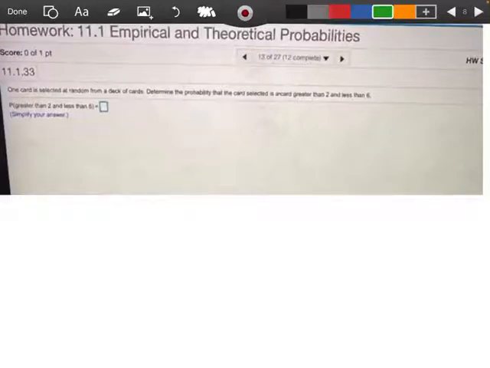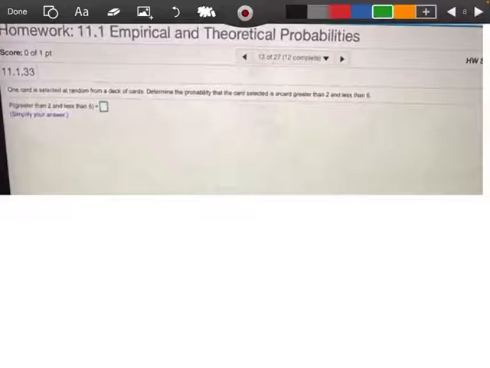All right, so guys, this is number 13 out of 11.1, and it says one card is selected at random from a deck of cards. Find the probability that the card selected is a card greater than 2 and less than 6. Okay, so we want it to be greater than 2 but smaller than 6.